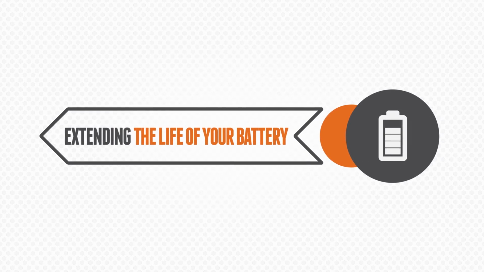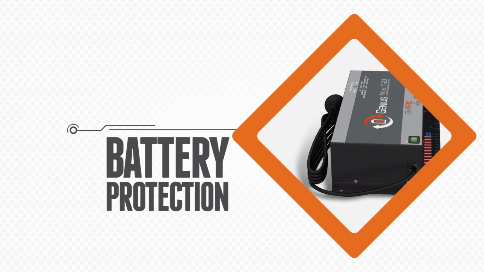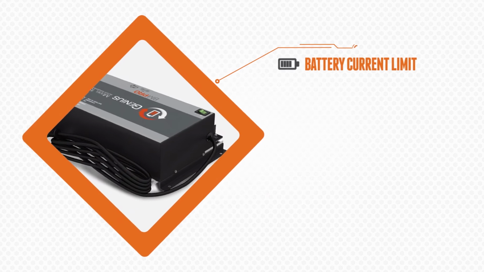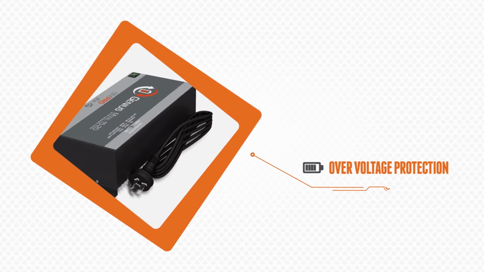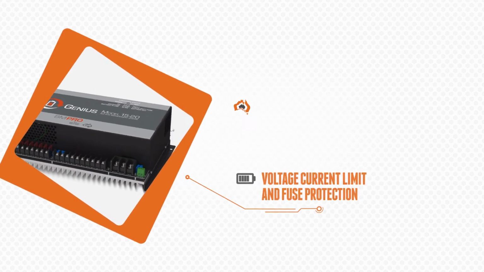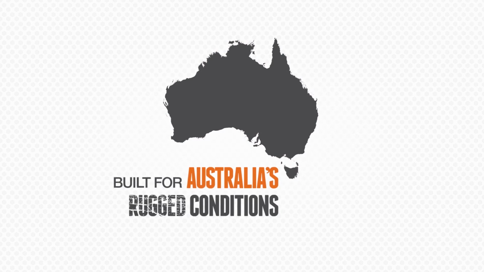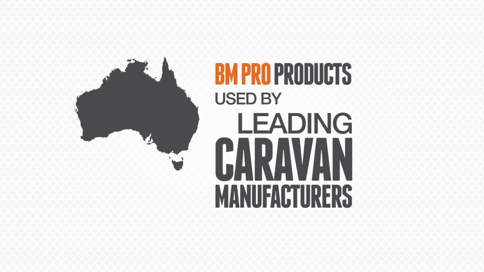life of your battery. The Genius also comes with a whole host of battery protection features, including battery current limit, reverse battery protection, overvoltage protection, voltage current limit, and fuse protection. Built for Australia's rugged conditions, BMPRO products are used by leading caravan manufacturers.